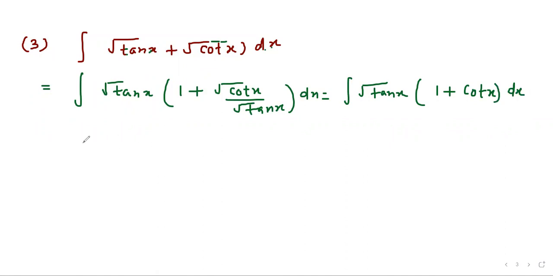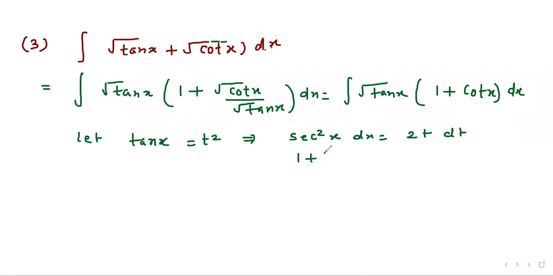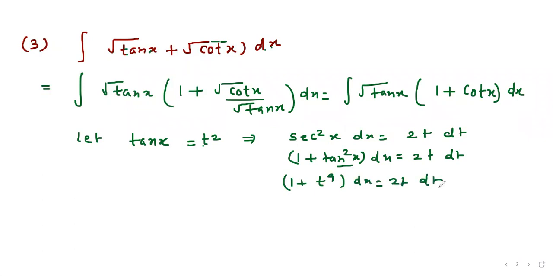Now let tan x equal to t^2. So it will become sec^2 x dx equal to 2t dt. But sec^2 x equal to 1 + tan^2 x, and tan x equal to t^2, so it will become (1 + t^4) dx equal to 2t dt. So dx will be equal to 2t upon (1 + t^4) dt.